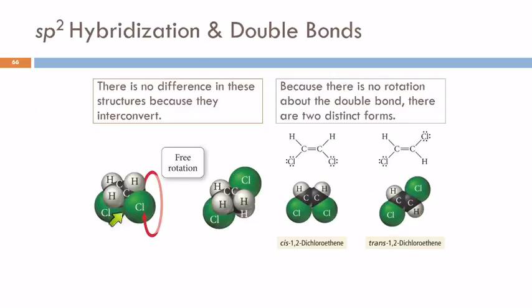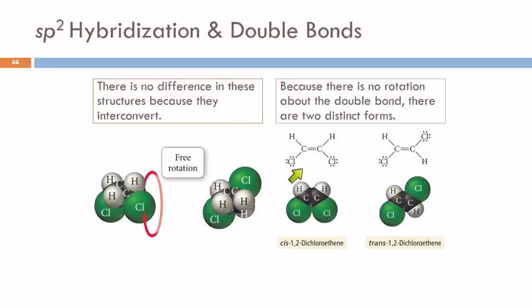So this is the dichloroethane with the single bond, and you can rotate it. You can twist it around, and the chlorines could be opposite from each other, or they could be near each other. It can rotate. When we have the double bond in there, because of the overlap, there's no rotation. And so that brings up the possibility of having two different molecules that have the same chemical formula.